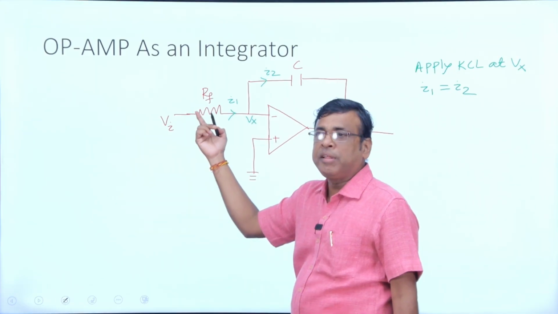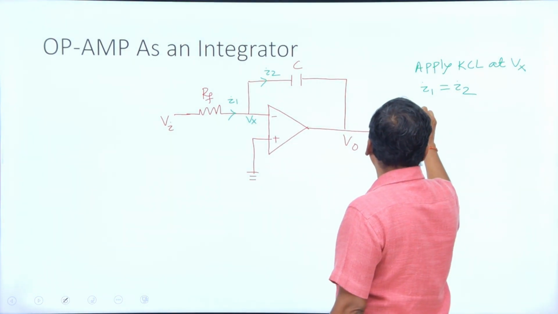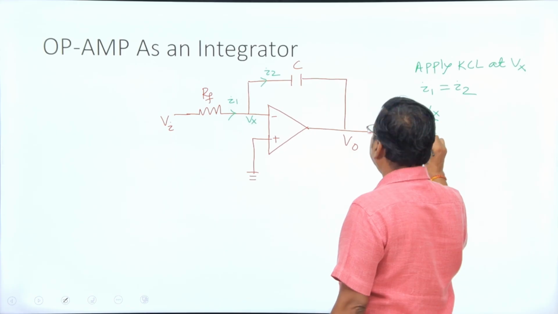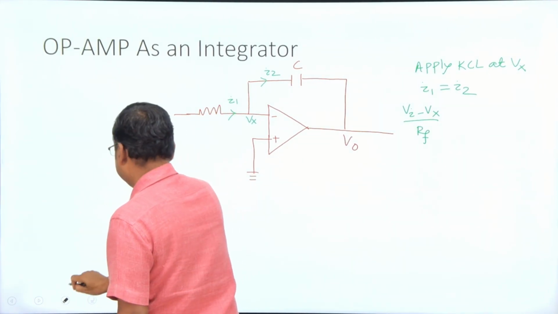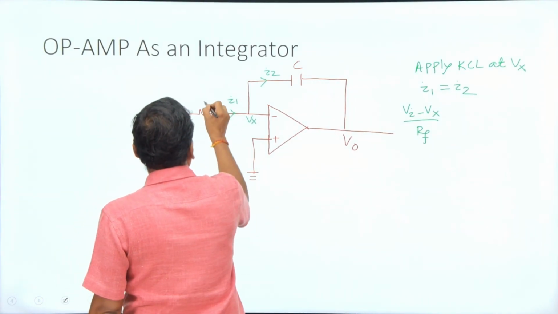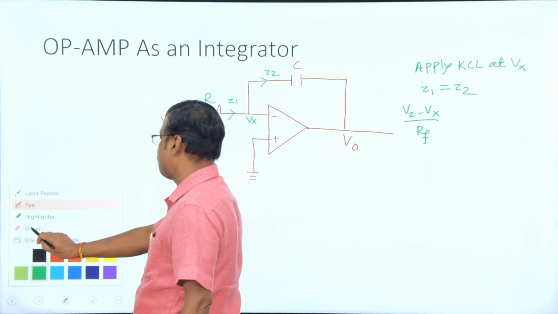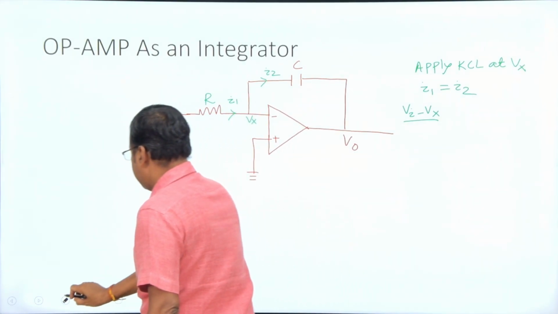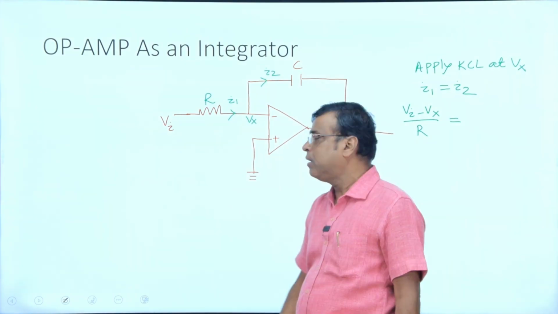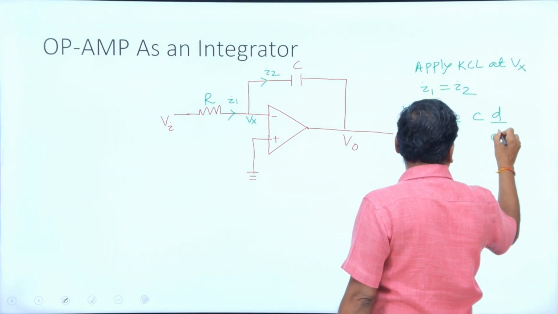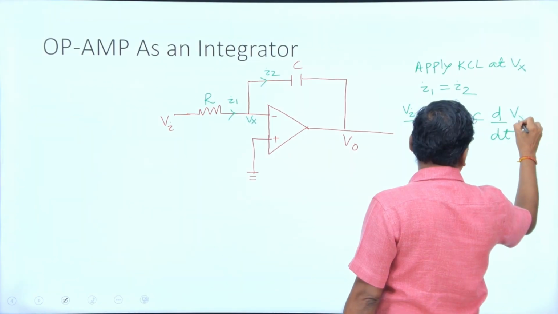What is I1? If there is a resistor, voltage by resistance is the current. The value of I1 is Vi minus Vx by R. Let this be R. So Vi minus Vx by R equals I2. The current through the capacitor is C dV by dt, where V is the potential difference across it, that is Vx minus V0.